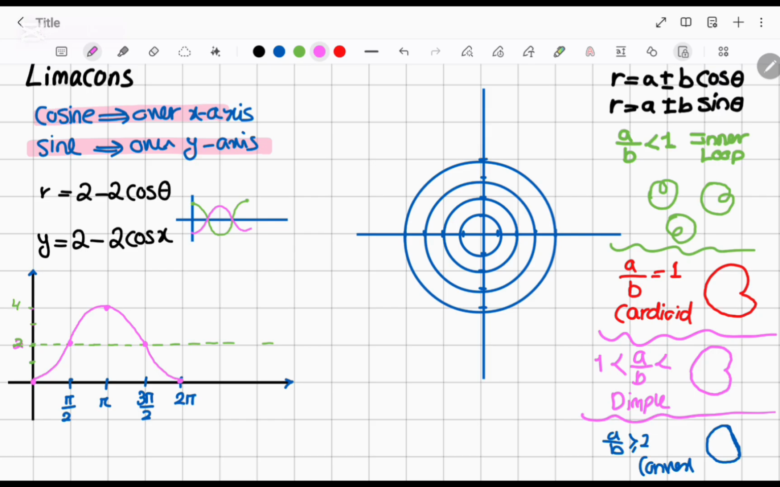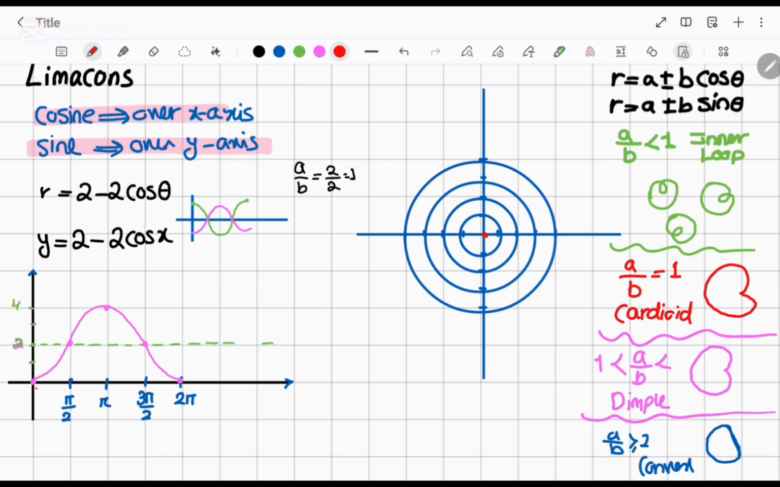So the thing that we need to first find is the ratio of A over B. So A over B is going to be 2 over 2, which is 1. As you can imagine, we're going to have a cardioid, or the shape of a heart. So we're going to start on 0, and on 0, the cosine is 0. So I'm going to go with 0.